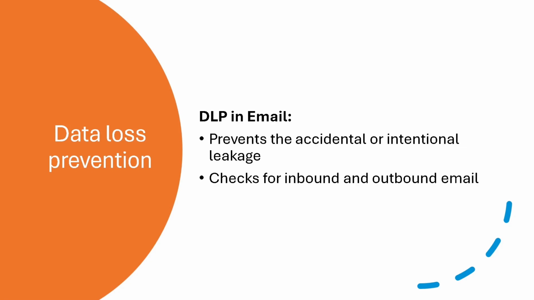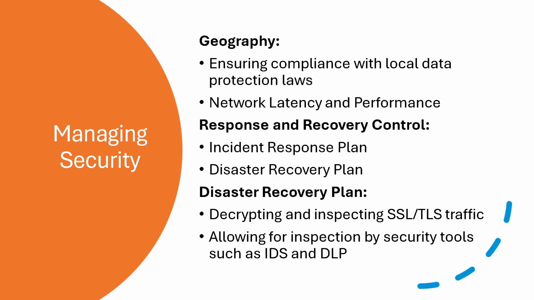DLP in email. DLP in email focuses on preventing the accidental or intentional leakage of sensitive information through email. Email is a common vector for data breaches, so securing it is essential. A DLP system that works on email checks both inbound and outbound emails for any information leaks.